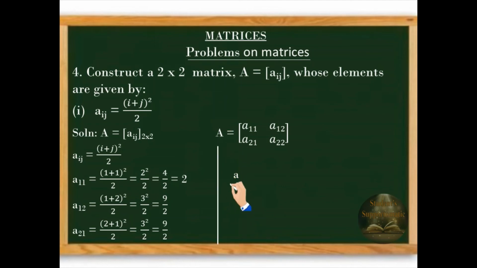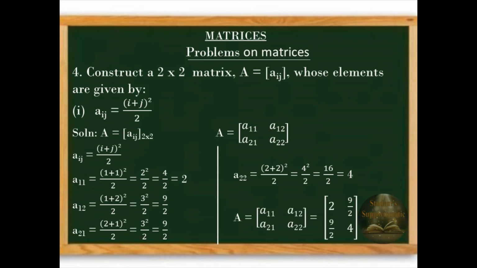And similarly, the next element is a22, that is (2 plus 2) whole square by 2, that is equal to 4 square by 2. For a22, the i value is 2, the j value is 2. So a22 is what? 4 square is equal to 16, and 16 by 2 is equal to 4. So the matrix must be a11, a12, a21, a22. We substitute the values here: a11 is 2, a12 is 9 by 2, a21 is 9 by 2, and a22 is 4. So this is the matrix.